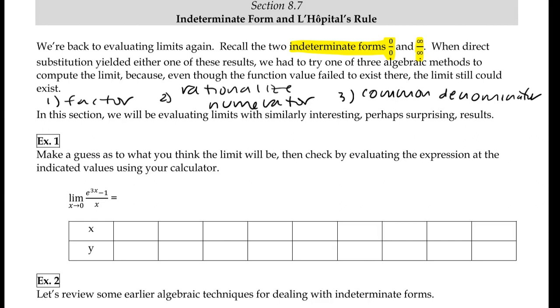Let's look at this first problem. Let's make a guess as to what we think the limit will be and then check by evaluating on your calculator. If you sub a 0 in here, e to the 0 is 1, 1 minus 1 is 0, so we get 0 over 0. There's that indeterminate form again, which really doesn't help us. It just means do something else. Look at your choices above: factor, rationalizing, common denominators, nothing there. Do you guys remember your sine and cosine special trig limits? Those aren't helpful.